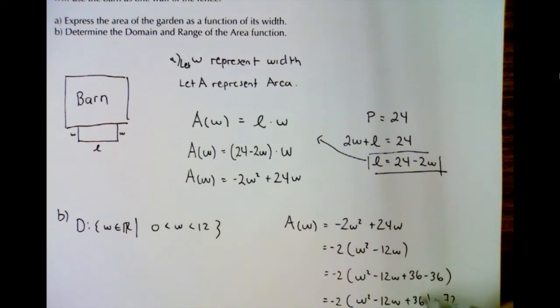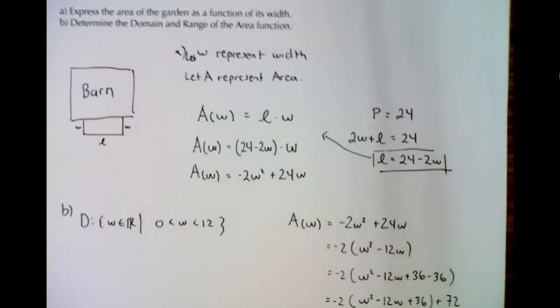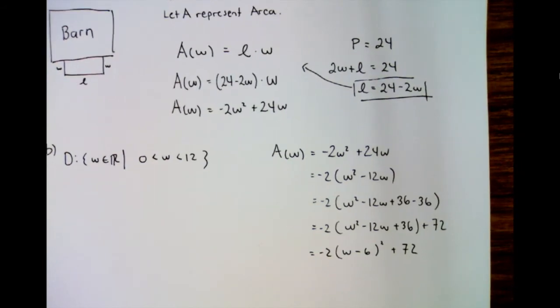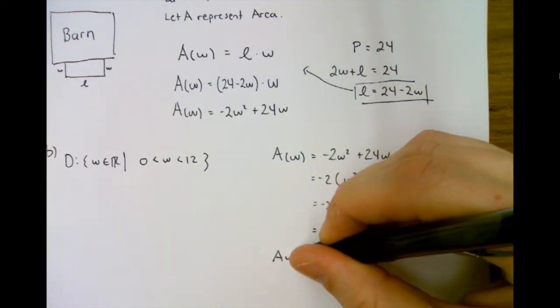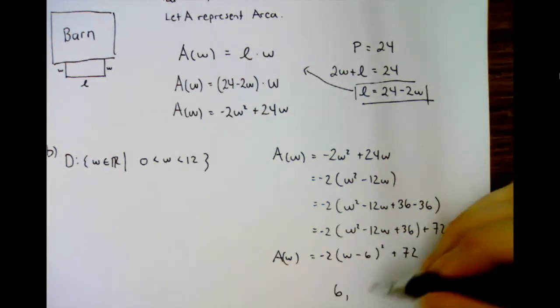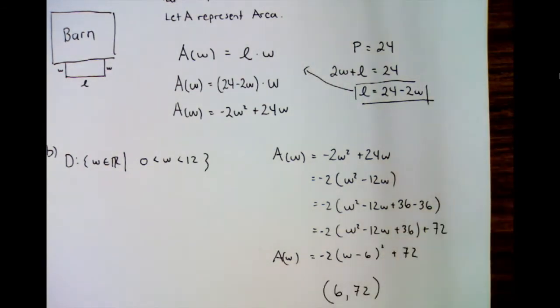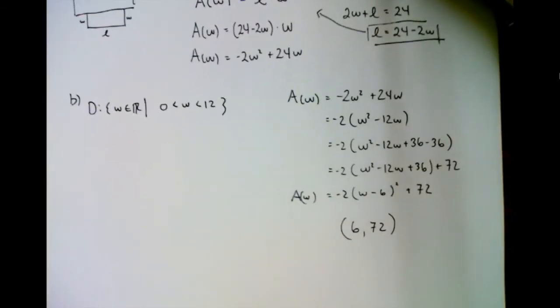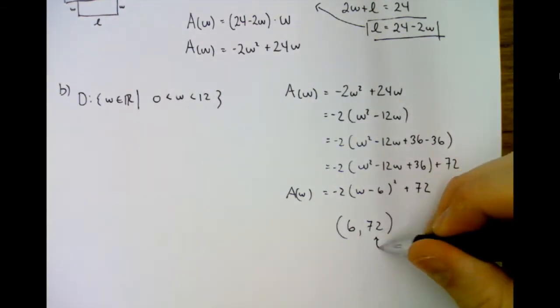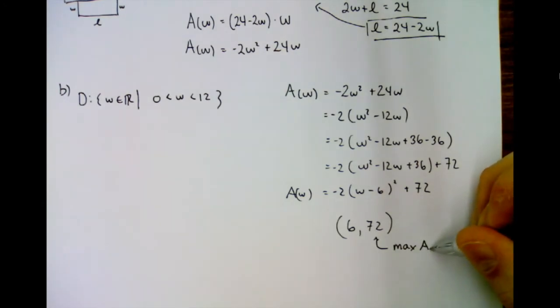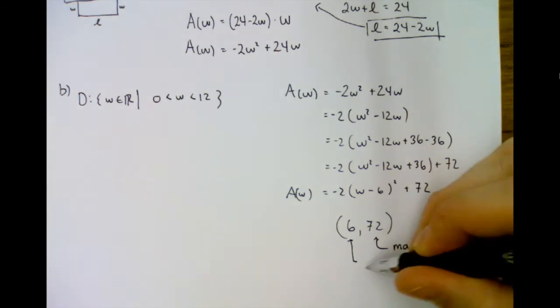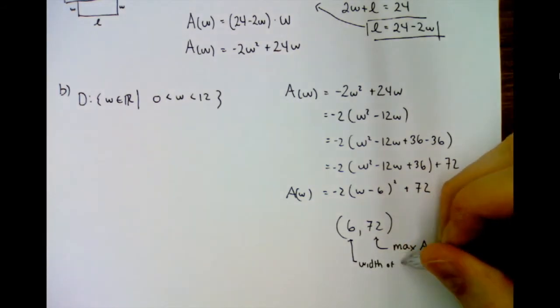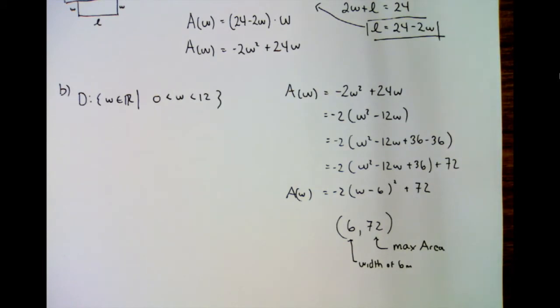And now we have to factor our quadratic in the middle. Square root of the first term gives us w. Half the middle term gives you negative 6. And we have vertex form. So what is our vertex? Well, our vertex would be 6, 72. What's that represent? Well, it represents the maximum area. The maximum area is 72. And the max area occurs when we have a width of 6 meters. So if the width's 6 meters, we get a max area of 72 meters squared.